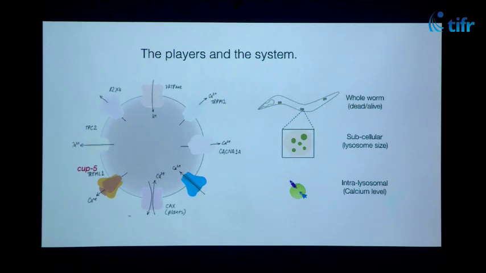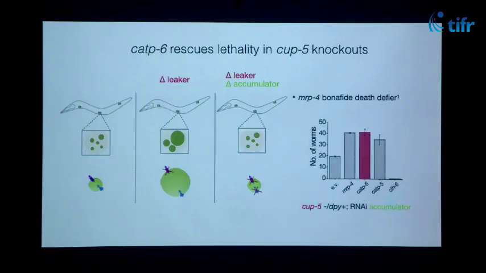And so what we were able to show was the following: CUP5 is a leaker, right? So if you delete it, the worm is dead, you have huge lysosomes, and you have high calcium. If you delete the accumulator as well in the background of this, it's going to set this right. Instead of having dead worms, you will have live worms. These worms will have normal sized lysosomes, and the calcium values are going to come back to normal.